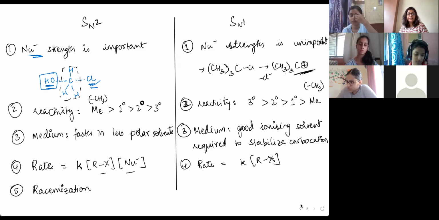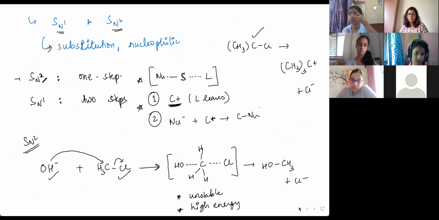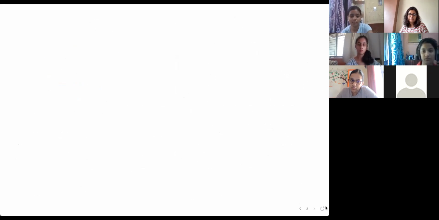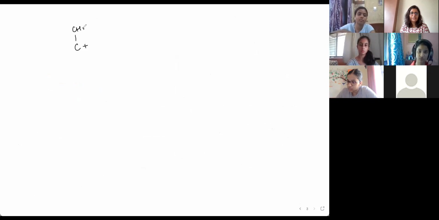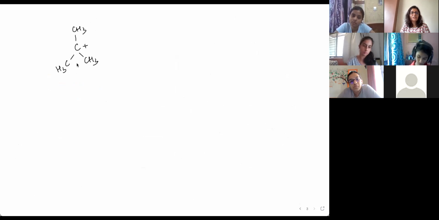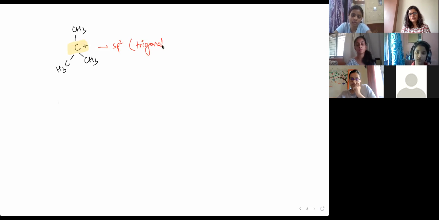What is the hybridization in carbocations? C plus, tertiary, you have CH3, CH3, CH3. So what will be the hybridization of this carbon? sp2. sp2 is correct. And what will be the geometry of sp2? Trigonal planar.